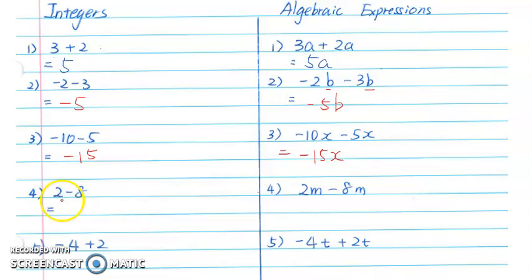Let's have a look at this one here. 2 take away 8 will give us negative 6. That means 2m take away 8m will be negative 6m. Next one, we have negative 4 plus 2. This will give us negative 2. And now we have negative 4t plus 2t. That will give us negative 2t.